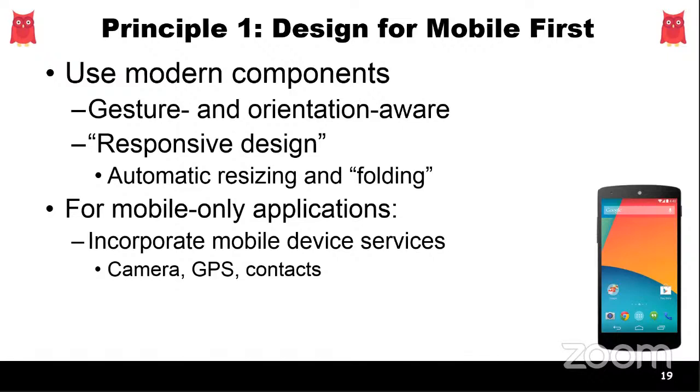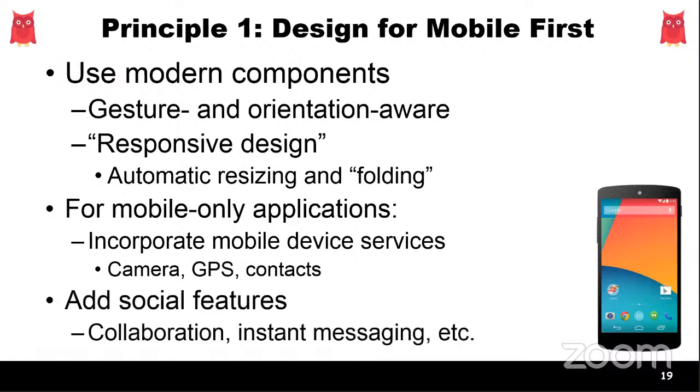But if you do have mobile only, or you are supporting mobile devices, you can do things that interact with the device services on the device, like camera, GPS, contacts. And adding social features could be done in any type of environment, the desktop or the mobile, because it's possible with both. So collaboration, instant messaging, and again, these are things that users on mobile devices have just become accustomed to.